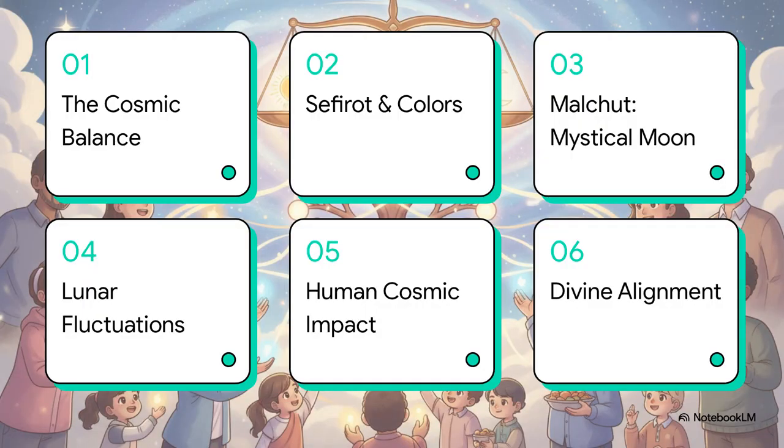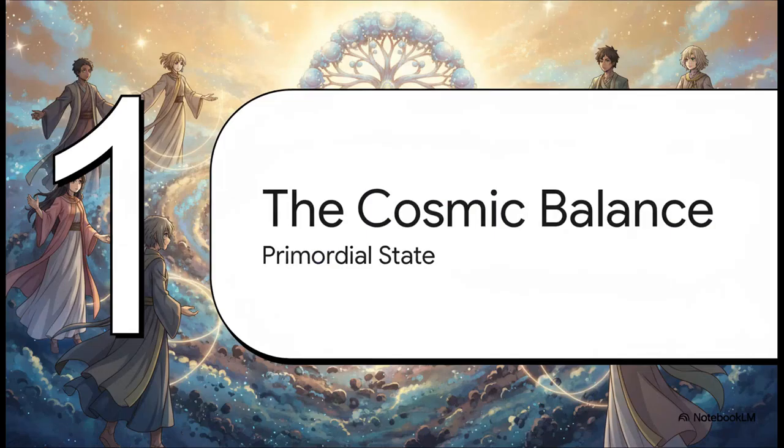Here's our map for today: the cosmic balance, Sephirot, and divine colors, Malchut, the mystical moon, fluctuations of lunar light, human action and cosmic impact, and finally, maintaining divine alignment. Section 1. The Cosmic Balance.